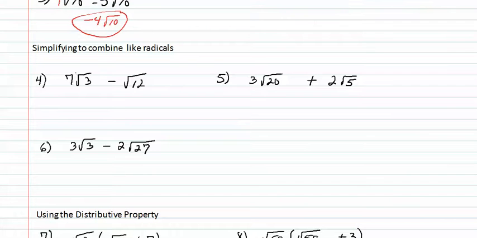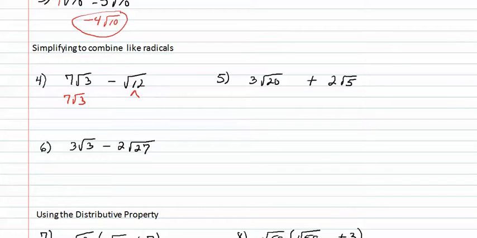We have 7 radical 3, and over here we have a radical 12. We don't have like radicals. This is a radical 3 and that's a radical 12. So right here I'm going to look at the radical 3. Can I simplify that at all? I can't. So I'm going to go ahead and just keep that 7 radical 3.